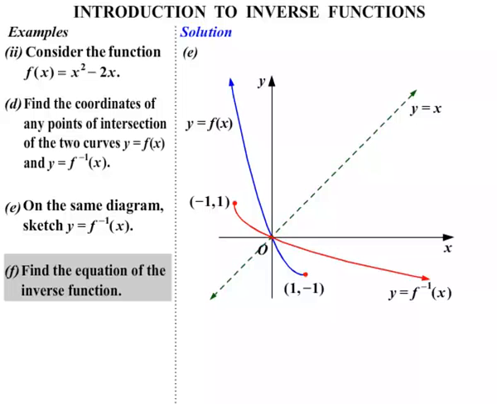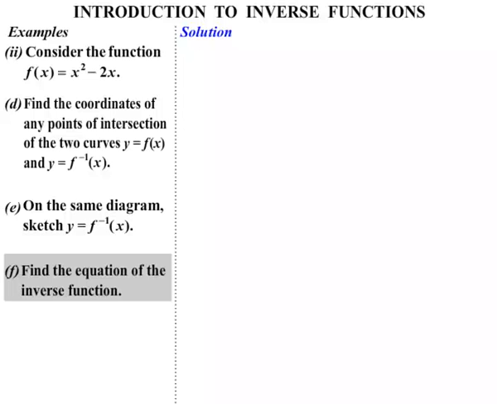Our final part, we need to find the equation of the inverse function. So let's write down our original. Now for our inverse function, we simply swap the x with the y, so we'll end up getting that x equals y squared minus 2y. Now we need to eventually make y the subject, but we'll have a perfect square involved here. So let's write down this, y squared minus 2y equals x. All I've done is rewritten the order there.